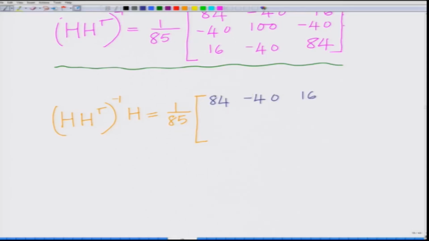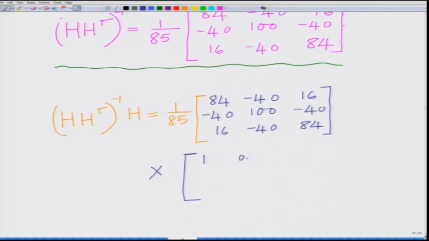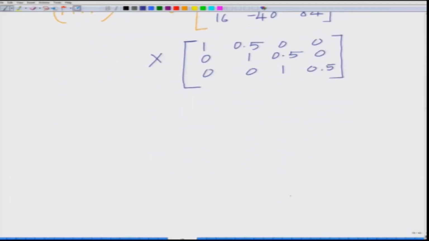84 minus 40 16, minus 40 100 minus 40, 16 minus 40 84, times the matrix H, and remember the matrix H is 1, 1.5, 0 0 0 1 0.5 0 0 1 1.5, and this is equal to, you can multiply that out, and now you can see this matrix is basically 3 cross 3 times 3 cross 4.